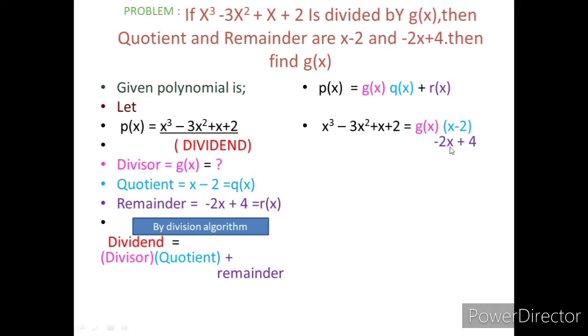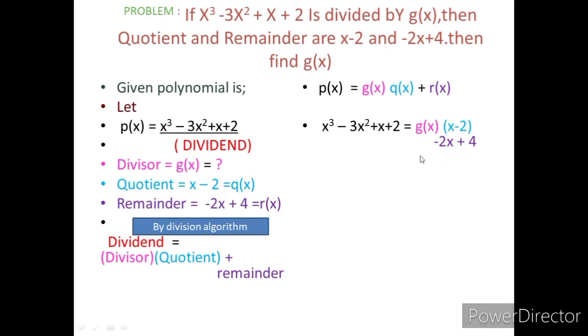Thereafter, here I would like to transpose minus 2x plus 4. Why? Because our requirement is to find g of x. So to find g of x, you have to make g of x alone. For that, you have to transpose minus 2x plus 4 to the LHS. You have to take the LHS as it is. Then I just have to add the transposed terms, minus 2x plus 4.